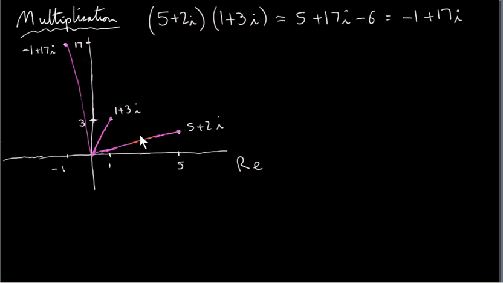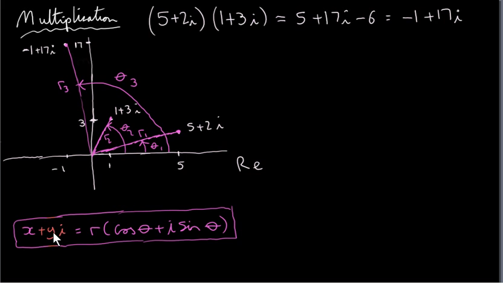So we're going to be looking at R1, which is the modulus of 5 plus 2i, R2, which is the modulus of 1 plus 3i, and I can call this modulus R3, which is the modulus of minus 1 plus 17i, and angles theta 1, which is the argument of this complex number, theta 2, which is the argument of this one here, and theta 3, which is the argument of the product of the two complex numbers. In the previous video, we saw how to convert a complex number in rectangular form to polar form. So we're going to start by looking at 5 plus 2i.